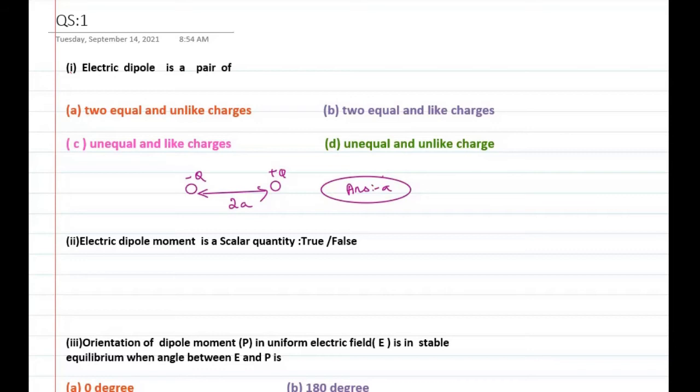Come to the next question. The electric dipole moment is a scalar quantity, true or false? No, the electric dipole moment is given by the product of the charge and the distance between them. So it is a vector quantity, which represents the direction from the negative charge to the positive charge, and it gives the strength of the electric field produced by this electric dipole. So the statement is false. It is a vector quantity.